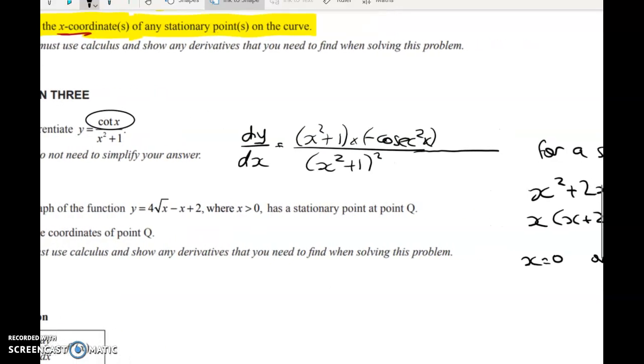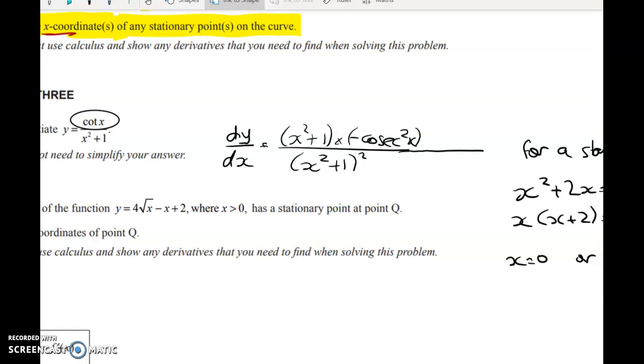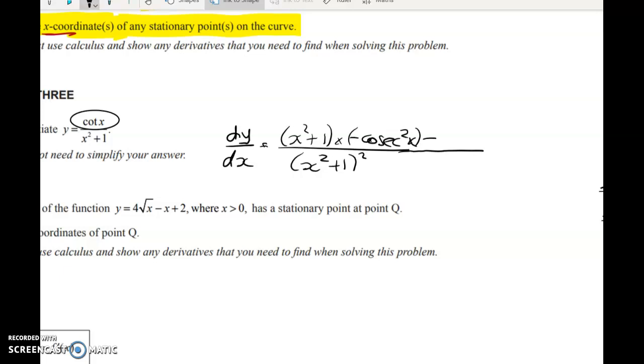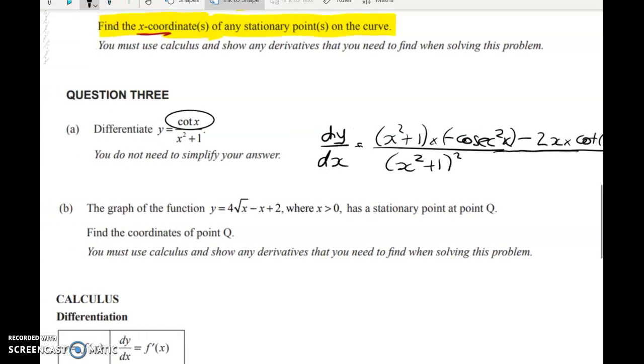And it says we don't need to simplify our answer, so now we're going to keep going. We're going to work the other way around, so we differentiate the denominator. Minus 2x times cot of x. I'll just check that, yeah, that really is all you need to do for that one. Okay, so we've found the gradient function, and we can go on to the next question.